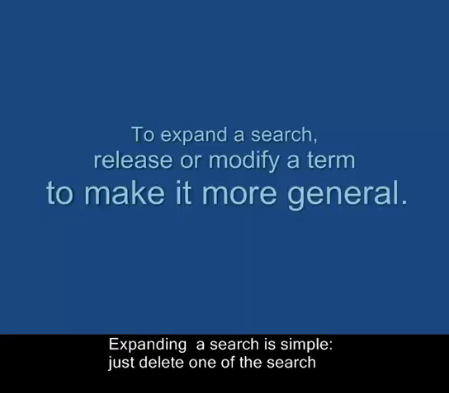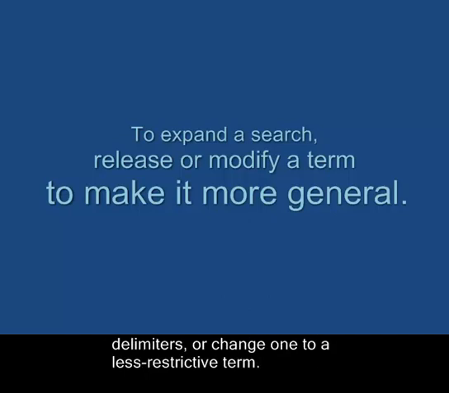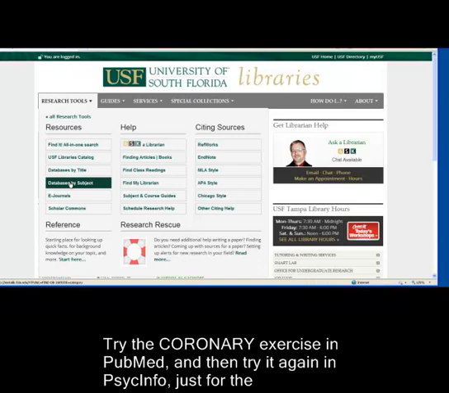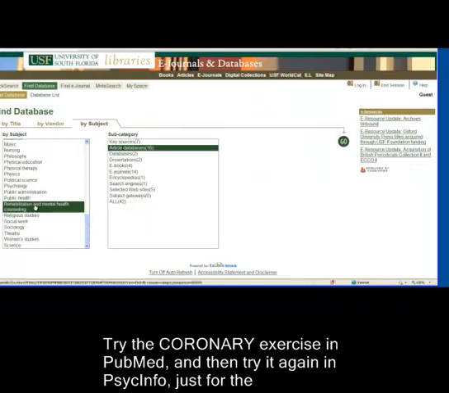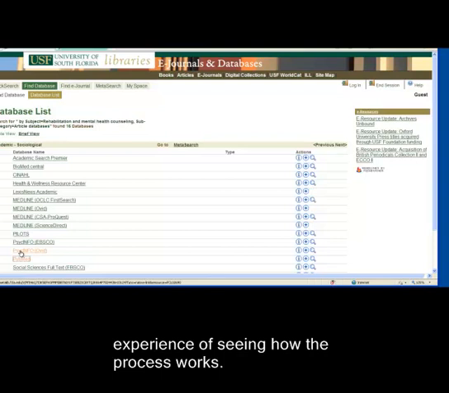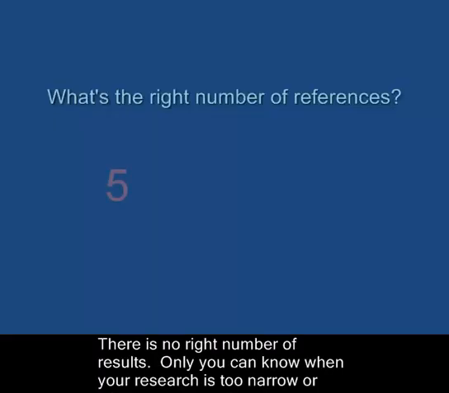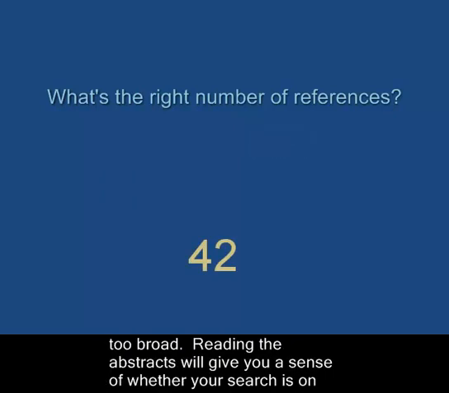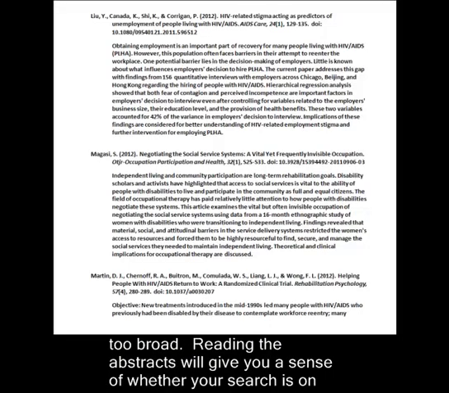Expanding a search is simple. Just delete one of the search delimiters or change one to a less restrictive term. Try the coronary exercise in PubMed, and then try it again in PsycInfo, just for the experience of seeing how the process works. There is no right number of results. Only you can know when your research is too narrow or too broad. Reading the abstracts will give you a sense of whether your search is on target.